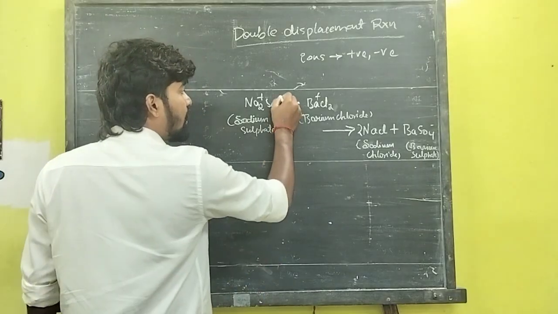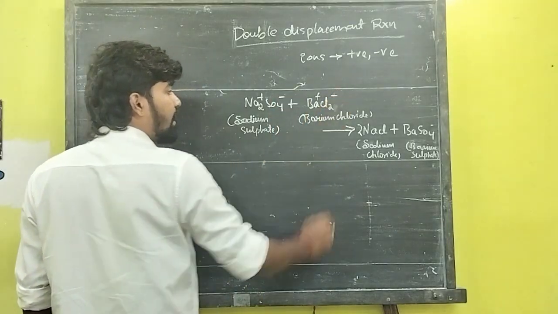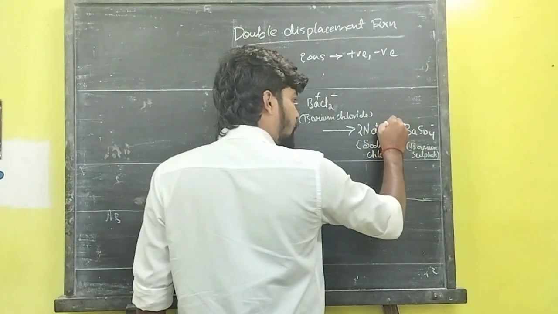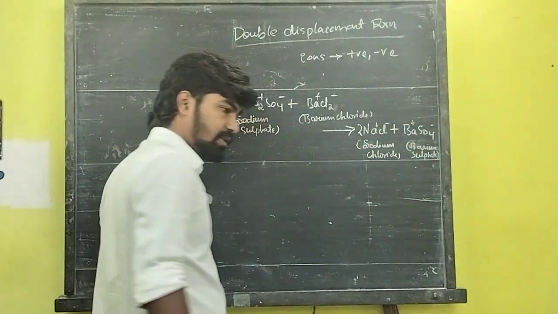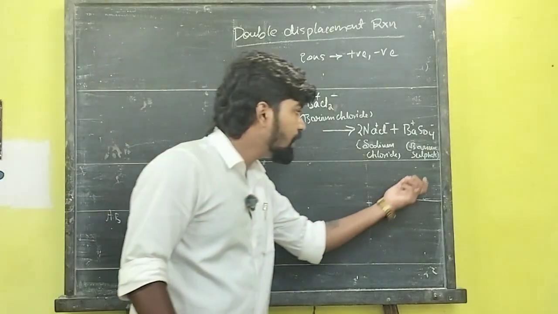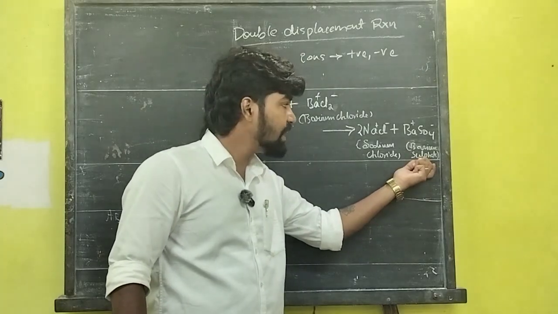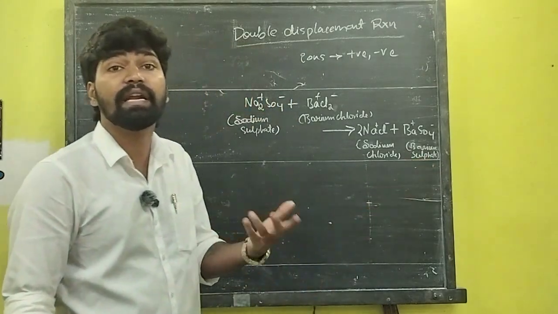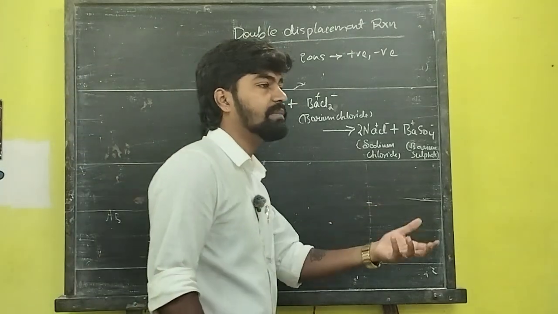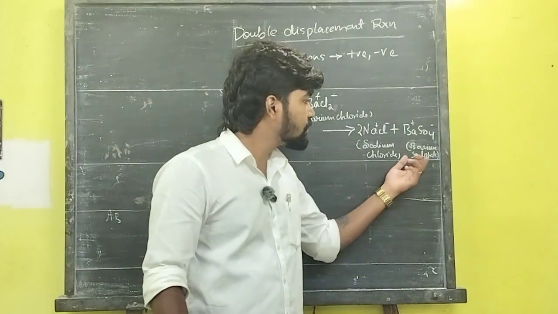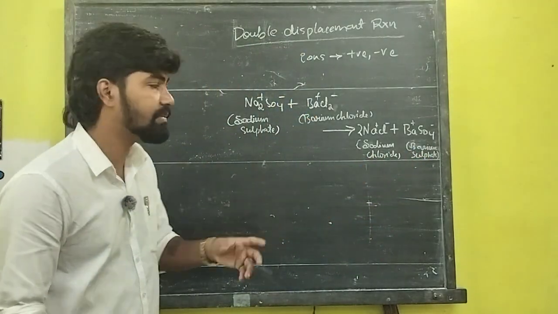And what about non-metals? They are electronegative, okay. So if you see here, not just the metal which is being displaced, but ions are also displaced to give a precipitate. Here BaSO4 is an insoluble substance, a precipitate formed. What do you mean by precipitate? A precipitate is nothing but an insoluble substance, okay. So what is BaSO4? An insoluble substance, okay.